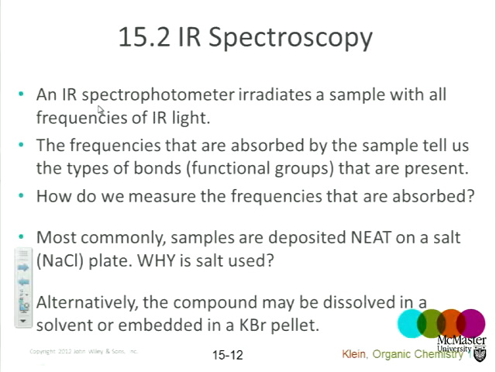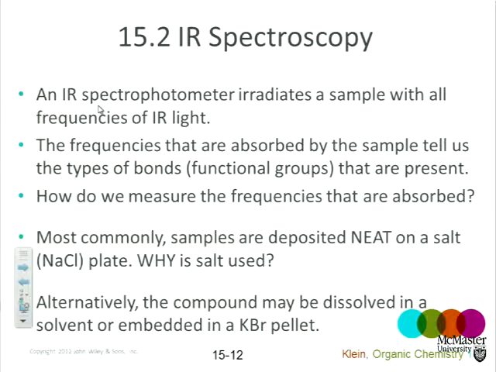So, how does infrared spectroscopy work? An infrared spectrometer irradiates a sample with all the frequencies of light, and some of those frequencies are absorbed only when we can cause a vibrational excitation. All frequencies of light that cannot cause an excitation go straight through the sample. Frequencies of light that can cause an excitation are absorbed. And so we're going to plot the amount of light absorbed as a function of frequency of energy.